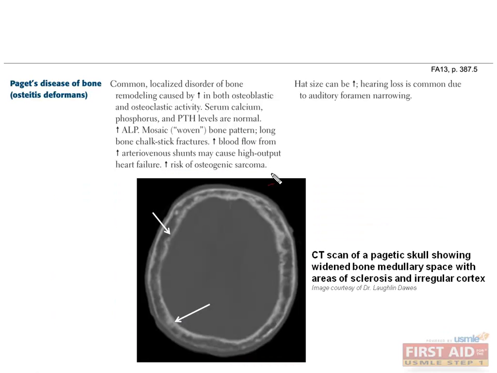The classical clinical vignette will likely have an older male with increasing hat size and also possible hearing loss because of narrowing of the auditory foramen. While the latter could be similar to osteopetrosis, the labs, age group of patients, and additional clinical findings all should help you differentiate the two.